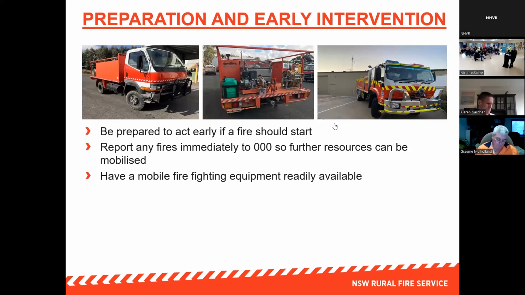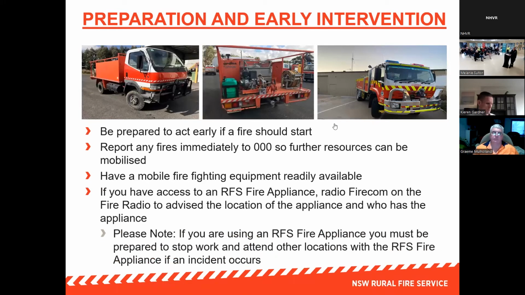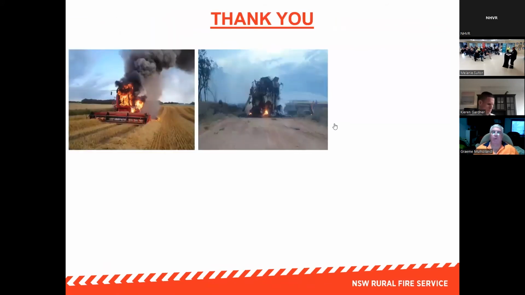The mobile firefighting equipment, depending on the planned activity that you're doing, whether it's harvesting or doing fences. If you do have access to a fire appliance, let Fire Control know immediately. That way they can get more appliances on the road to assist you. And if you do have access to the fire appliance and you are using it, they'll ask you to stop your work and help with something else. And that is pretty much what that is.